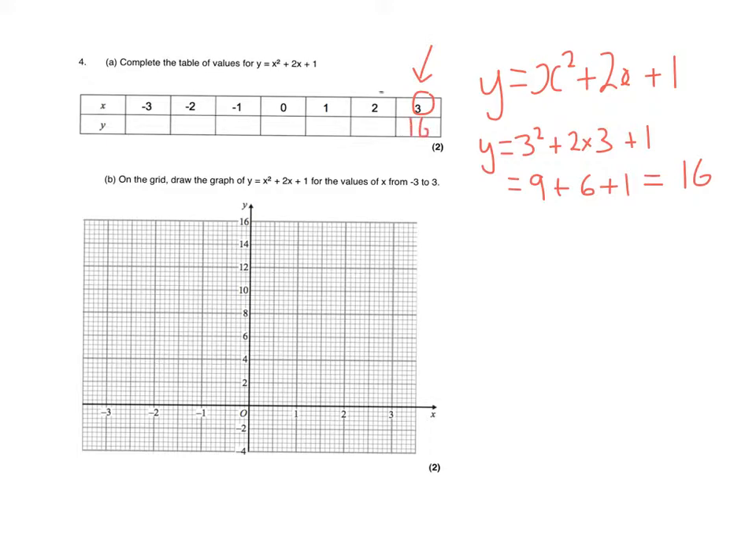Now we're going to put in 2, so it's y equals 2 squared plus 2 times 2 plus 1. Indices first is 4, then your multiplication, 2 times 2 is 4, then plus 1, which is 9.